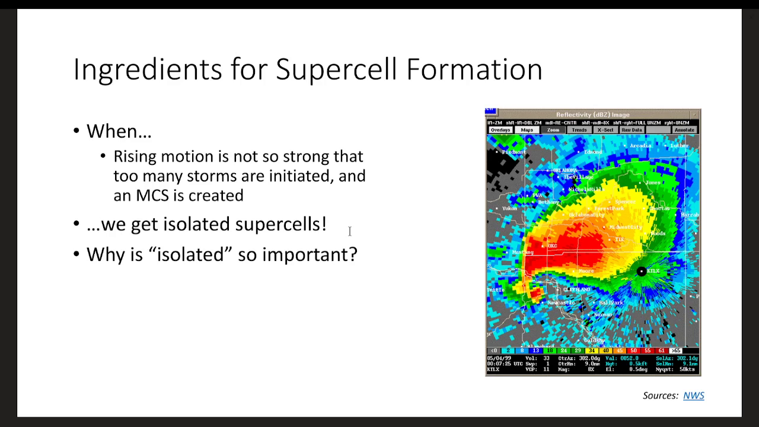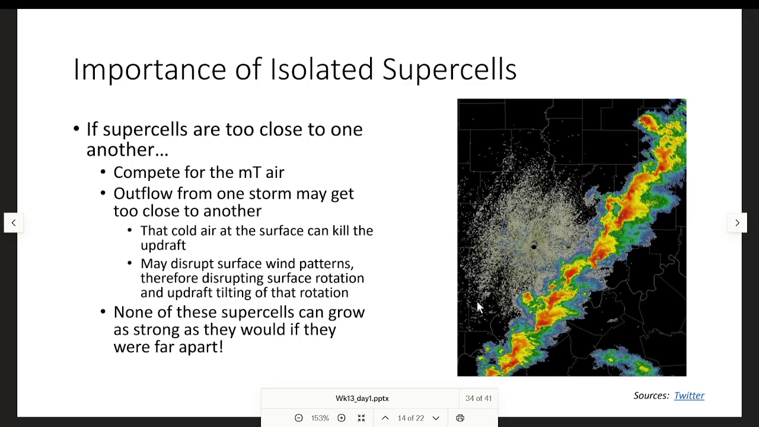So, when rising motion is not so strong that many storms are initiated and an MCS is created, you get isolated supercells. Another thing that was mentioned is the shear. You don't want the bulk shear to be ramming these storms into each other. You want them to be individual. Anyway, why is isolated so important?